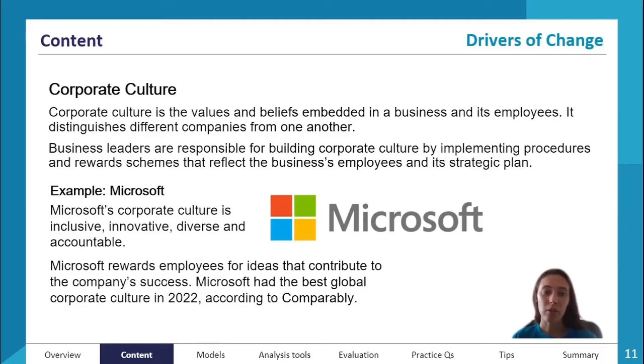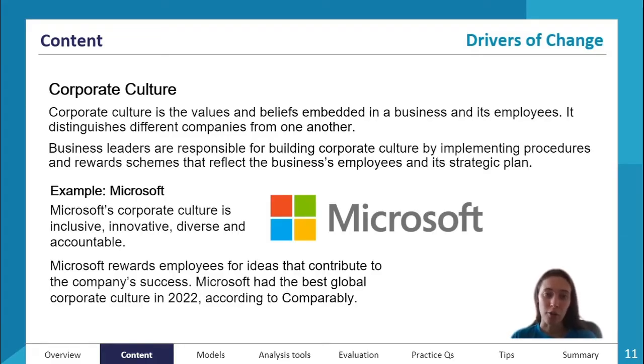So now we're going to have a look at the drivers of change. These are really important for you to know, because the whole idea of business renewal, you need to understand what drives the business renewal. And the drivers of change will also come into some of those analytical tools that we will look at later on as well.